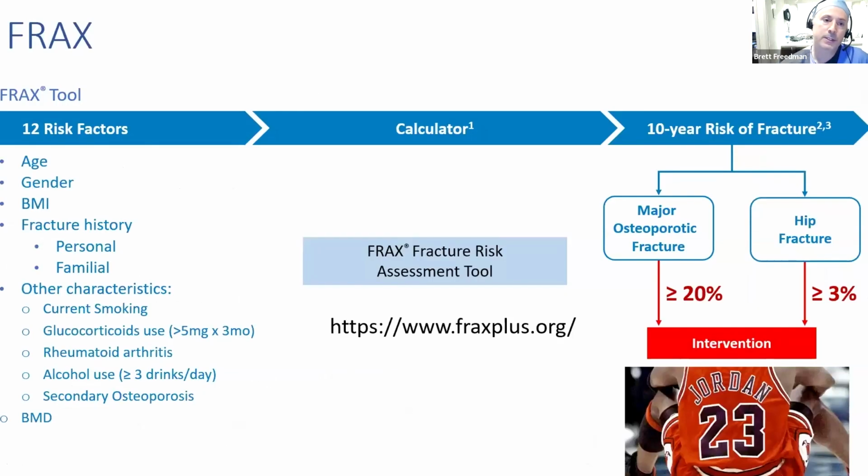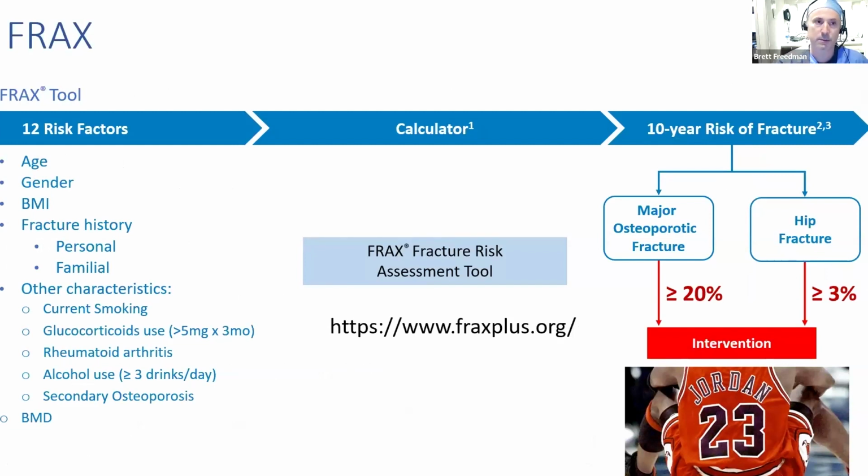The FRAX tool, we said, is these 12 different risk factors. They're there on the left. You put them into a calculator. If you go to that website, you could do it yourself. And it comes out with two outputs: 10-year risk of a major osteoporotic fracture and 10-year risk of a hip fracture. Just remember Michael Jordan's number, 23. So it's 20% for the majors or 3% for the hip. If you're higher than either of those, then you're indicated for intervention.